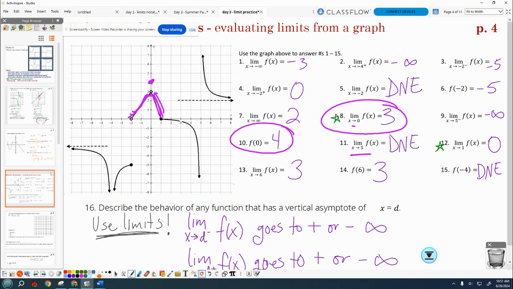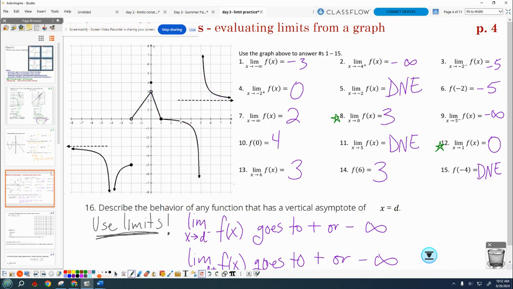Okay, as we go at 5, I didn't tell you which side, right? So I'm going to use two fingers. I'm going to go from the left and the right of 5, getting closer and closer to 5. Are my fingers going to the same place? So then I'm not telling you which way you're driving. You can't predict where you're going to go. That one doesn't exist.